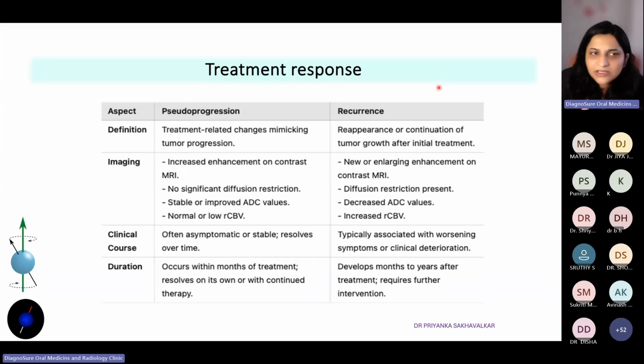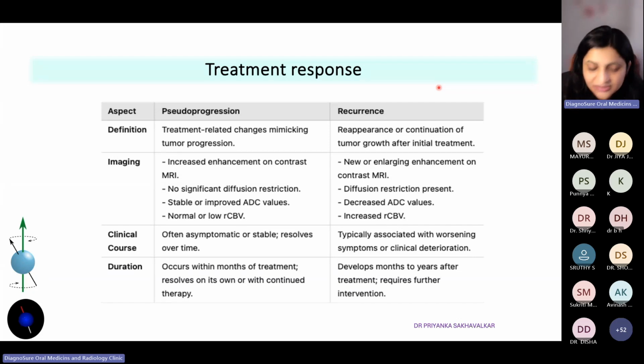Now, when we are giving chemotherapy or any other cancer treatment, response is very crucial. We want to know whether the patient is responding to whatever treatment we are giving. So whenever treatment has started, there are two possibilities. One is pseudoprogression and the other is recurrence. Whenever follow-up scans are taken and you see something new lights up, we want to find out whether it is just pseudoprogression, that is, treatment-related changes which mimic tumor progression. So the size of the tumor increases, but it is not a new lesion. That's why it is known as pseudoprogression. It appears like a progression, but it is not.